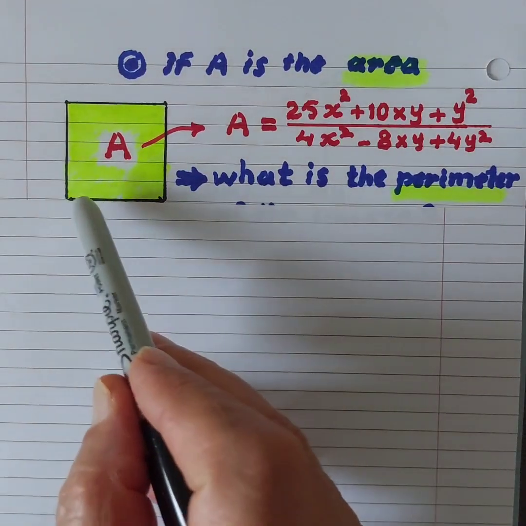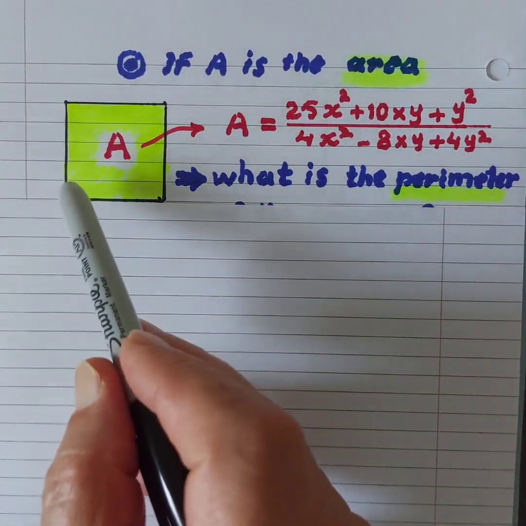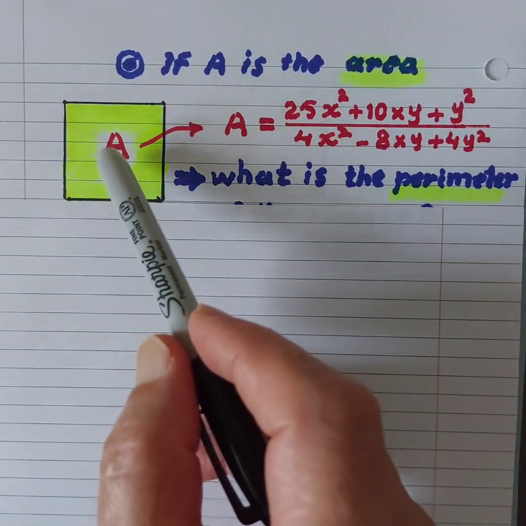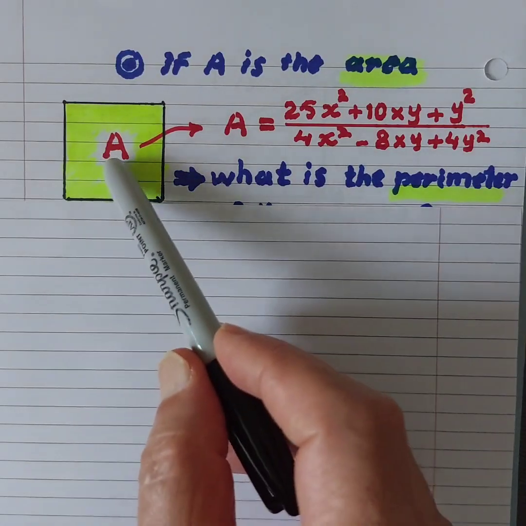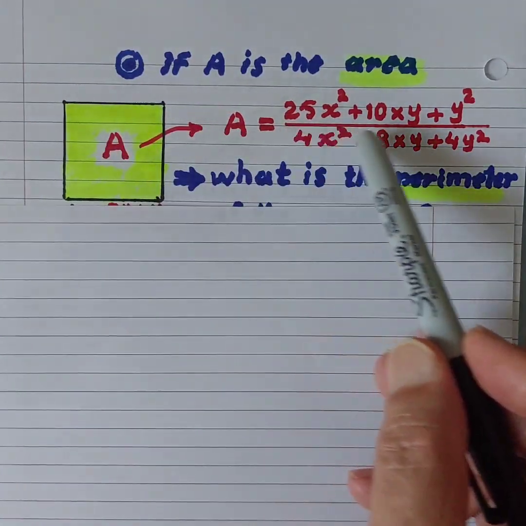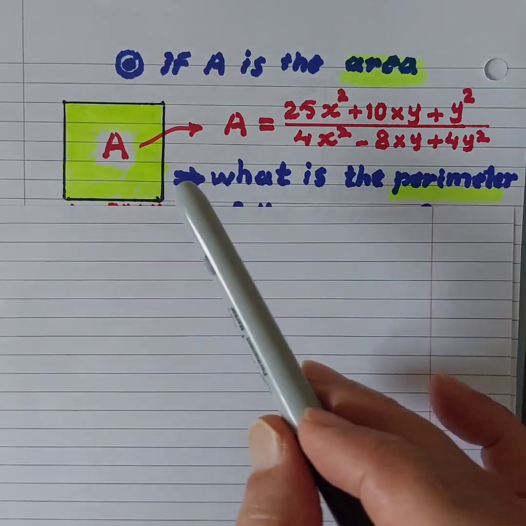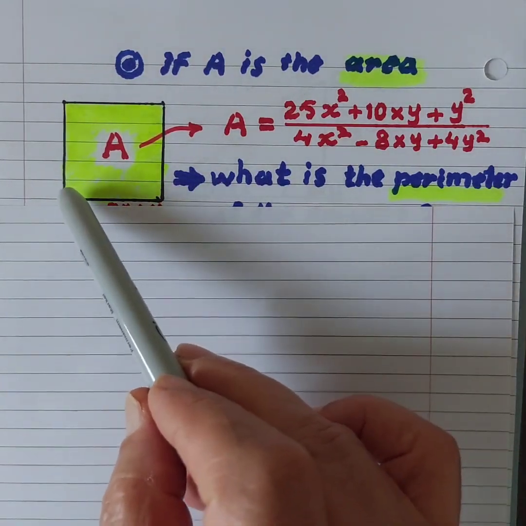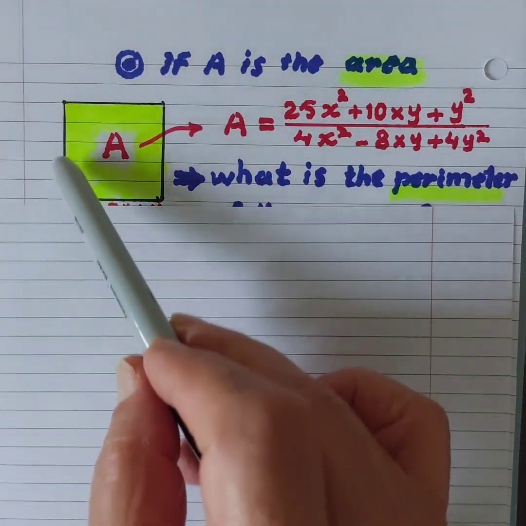This is a square, and A refers to the green area, where A is given by this formula. We need to find the perimeter of this square.